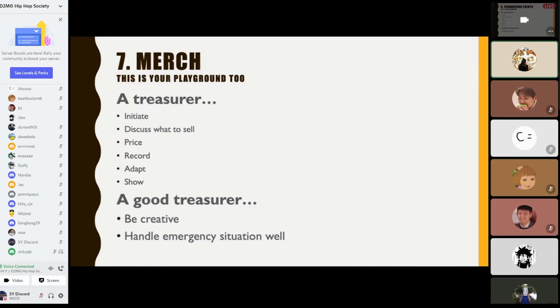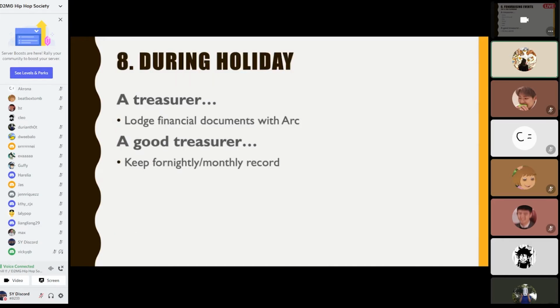So yeah. And the last task for you to do is during the holiday. A normal treasurer lodges financial documents with ARC during the holiday. But a better treasurer keeps fortnightly or monthly records, so then they don't cram their work to the last minute. And that's all the responsibilities.